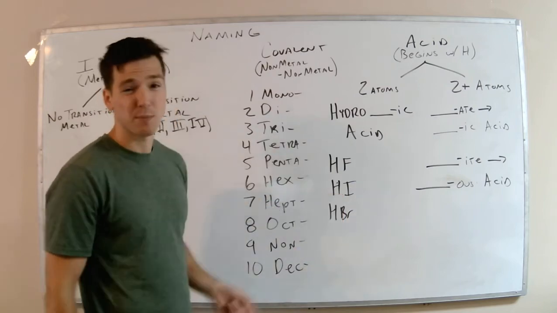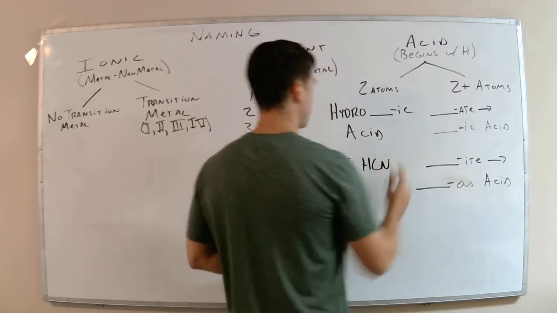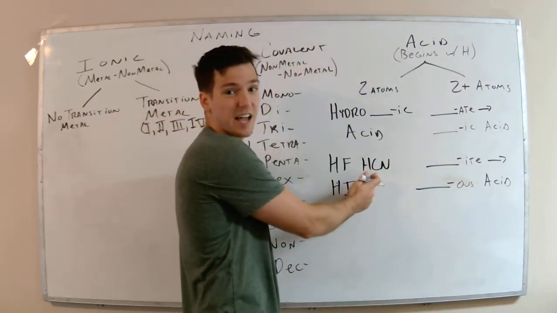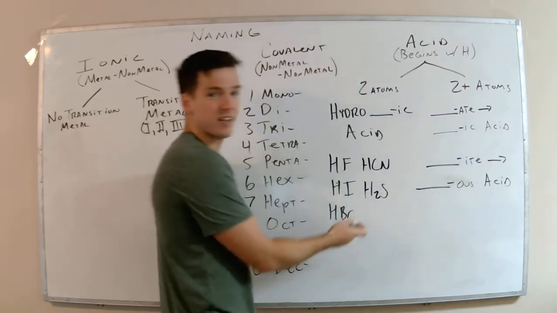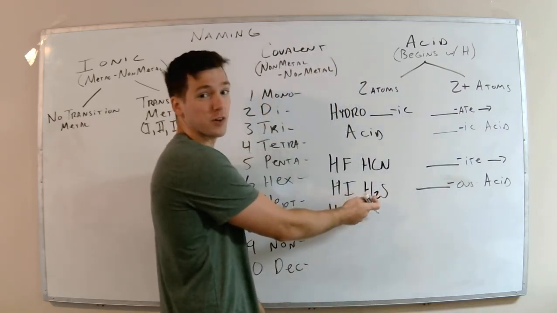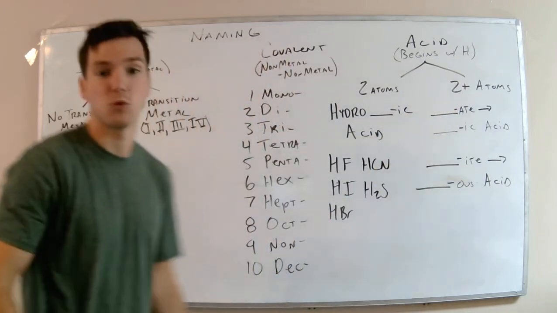An exception to my rule of two atoms is one like HCN. That's cyanide, so that's hydrocyanic acid. And one more is H2S, which is hydrosulfuric acid. So those are two exceptions to the two-atom rule, but that's it.